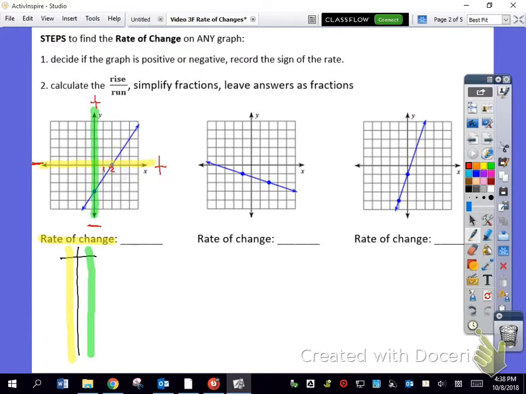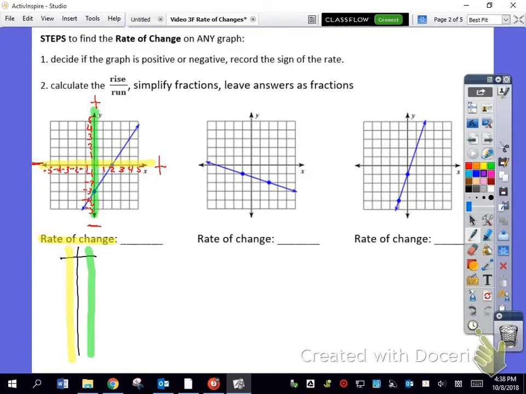So 1, 2, 3, 4, 5. Negative 1, negative 2, negative 3, negative 4, negative 5. If you need to number your graphs, number your graphs. Some of you know it without numbering, but some of you need it, and that's okay.